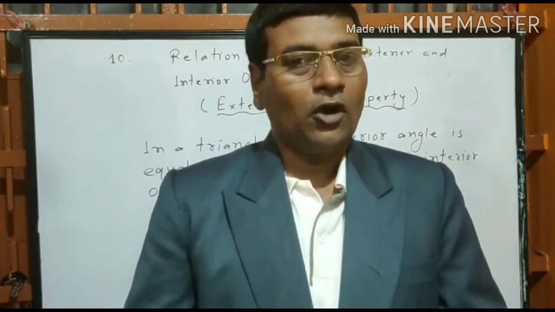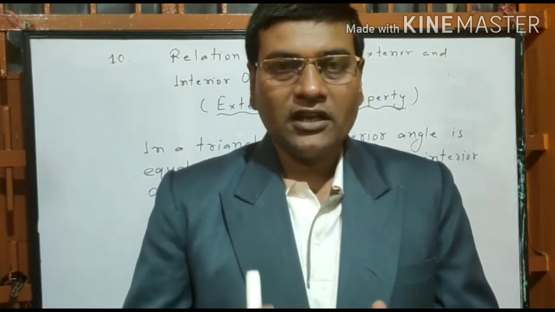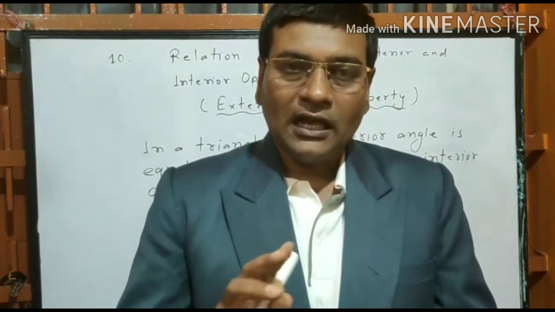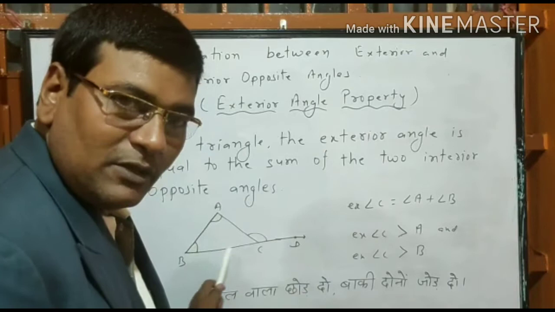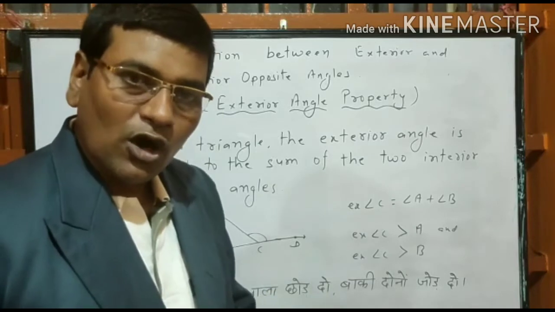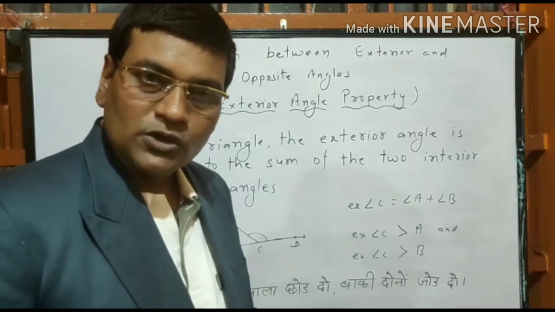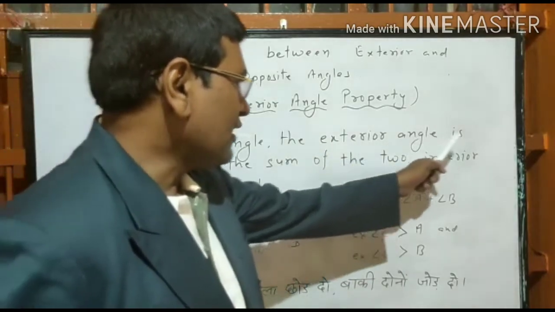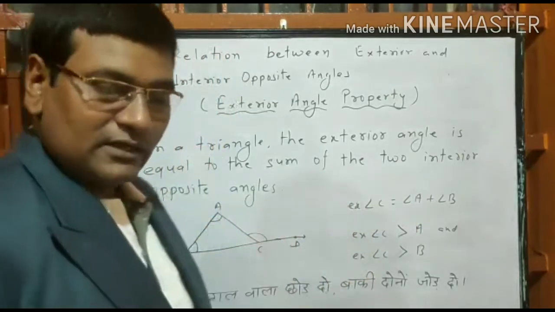Now this is the very important part of this chapter. This is called exterior angle property. It is the relation between exterior angle and two interior opposite angles. Let's see. This is a triangle ABC. Exterior angle C is equal to the sum of angle A and angle B, the two opposite interior angles. In a triangle, the exterior angle is equal to the sum of the two interior opposite angles.